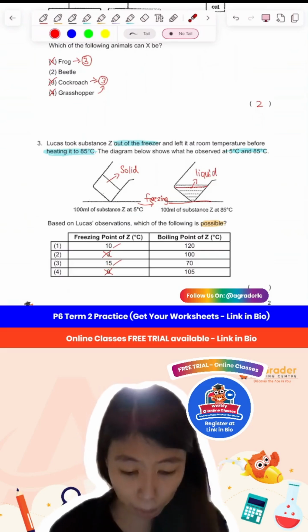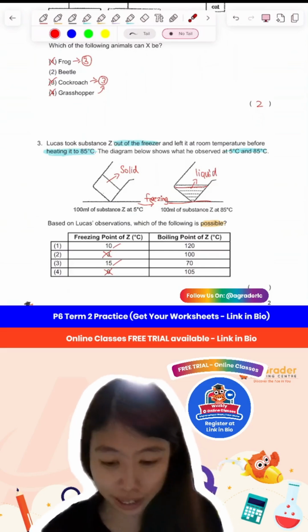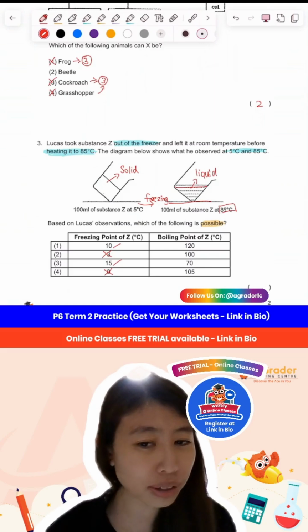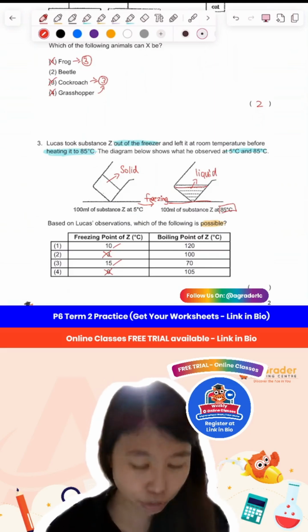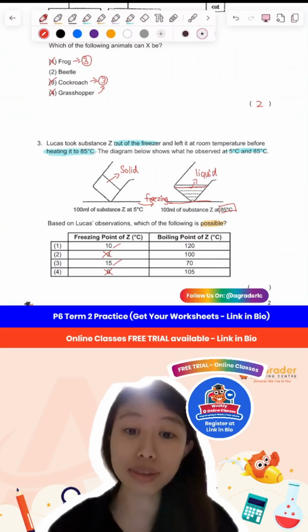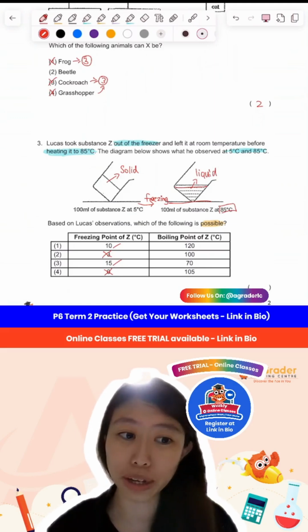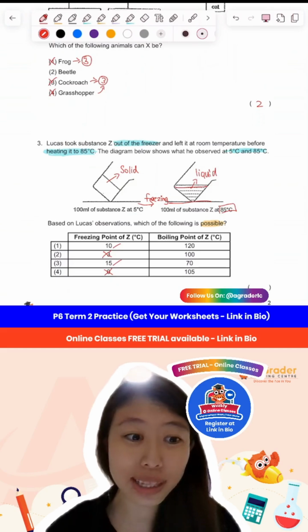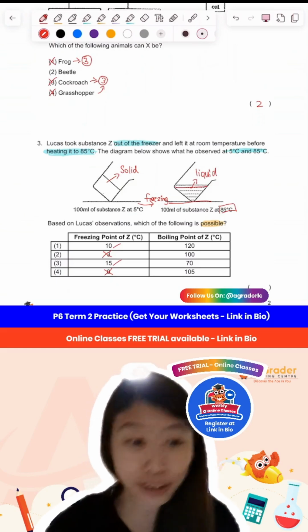So what about boiling point? You know that it is a liquid at 85 degrees Celsius. Does it boil at 85? Or does it need a higher temperature to boil or a lower temperature to boil? Can you all tell me? If it hasn't boiled, if it's still a liquid at 85, then definitely 100.